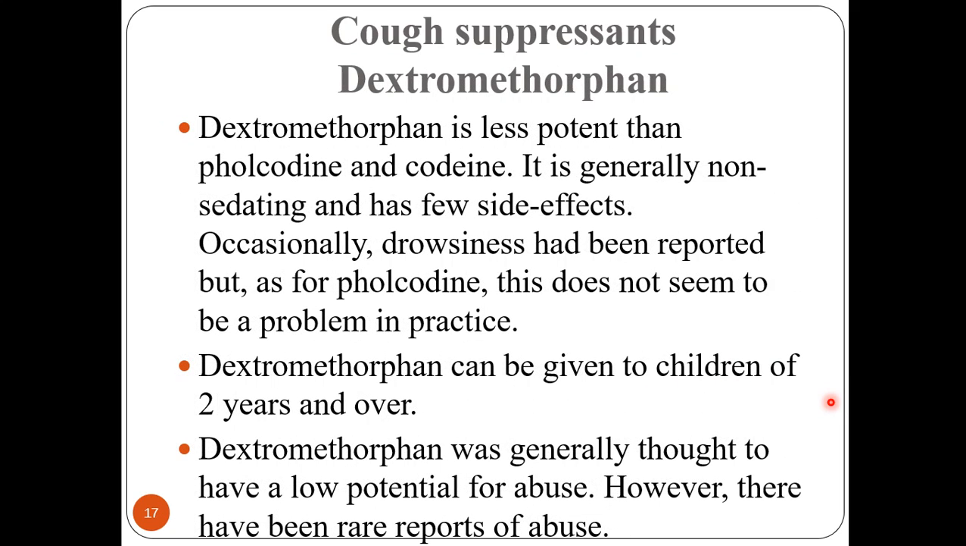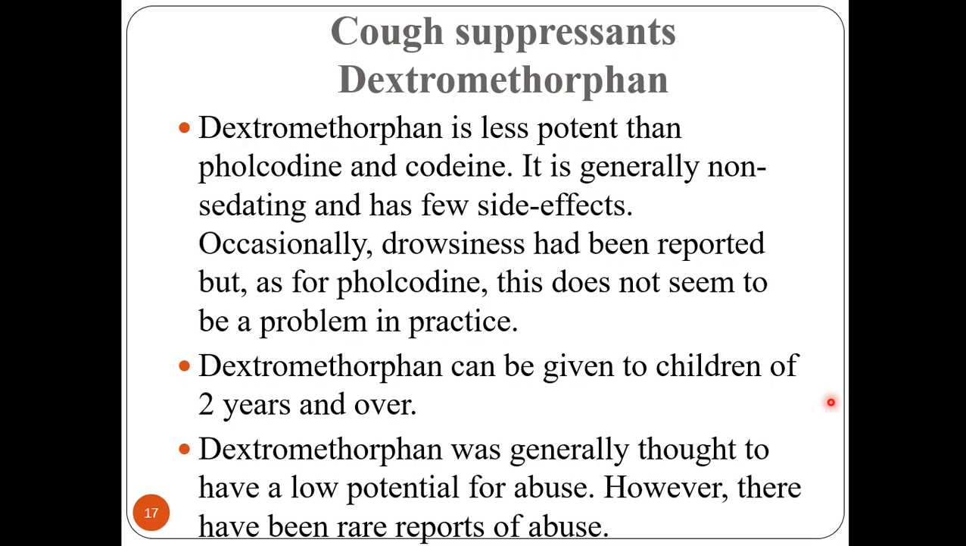We have dextromethorphan, which we abbreviate as DM. Any cough syrup you find with DM in its name refers to dextromethorphan, which is a synthetic opioid-like drug. Dextromethorphan is less potent than folcodine and codeine. It is generally non-sedating and has fewer side effects.